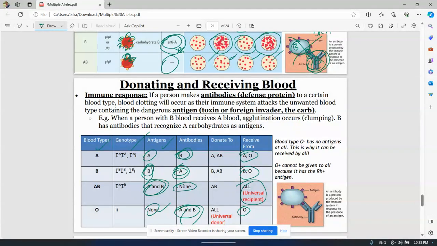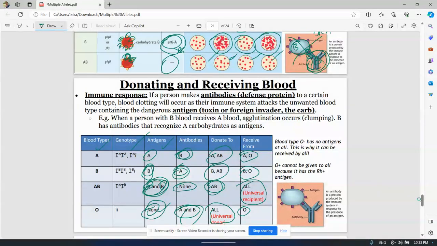Who can you donate to if you're type A? Well, for similar reasons, to A and AB because they recognize you. If you're type B, you can donate to B and AB because, again, they recognize you. If you're type AB, only to AB because you have an enemy to A and an enemy to B. So you can only do AB. And if you're type O, you can donate to everyone because, again, you don't have any of the antigens, you don't have any of the carbs, so no one really recognizes you. You kind of sneak in.